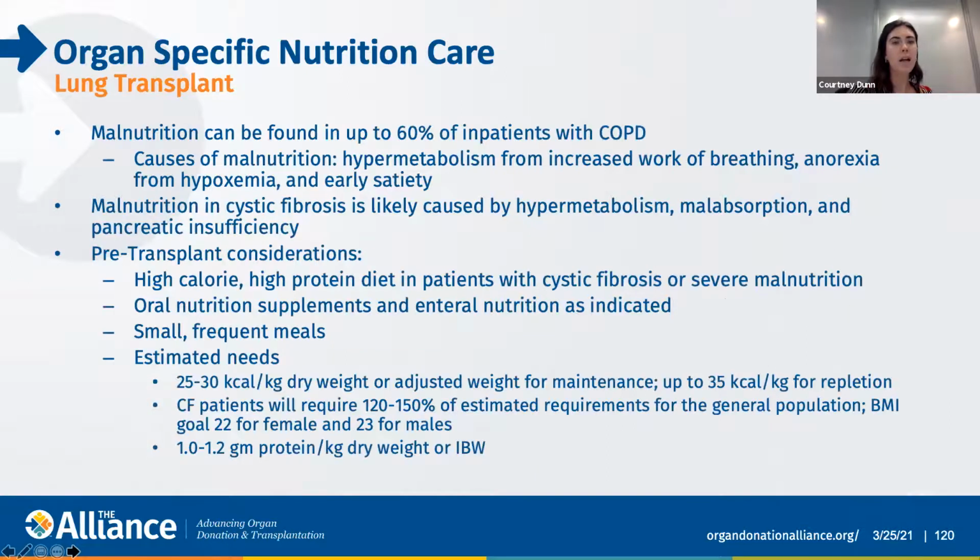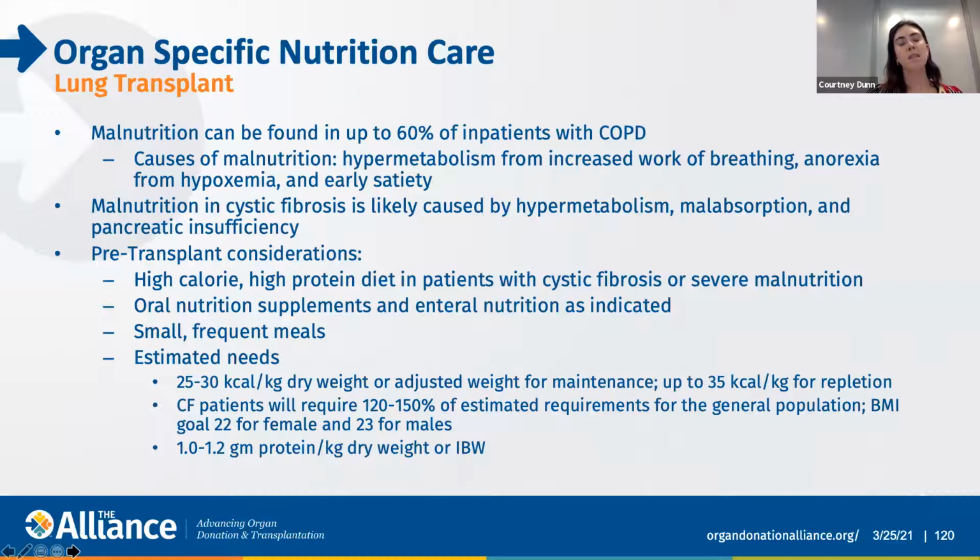So for lung transplant, malnutrition is common in patients with COPD. Up to 60% of them will experience malnutrition, and about 45% of patients in the outpatient setting with COPD will also experience malnutrition. Malnutrition is also common in patients with cystic fibrosis awaiting transplant. So causes of the malnutrition are likely related to hypermetabolism from just increased work of breathing, anorexia, and early satiety. And in the case of cystic fibrosis patients, pancreatic insufficiency will also play a part in their nutrition status.